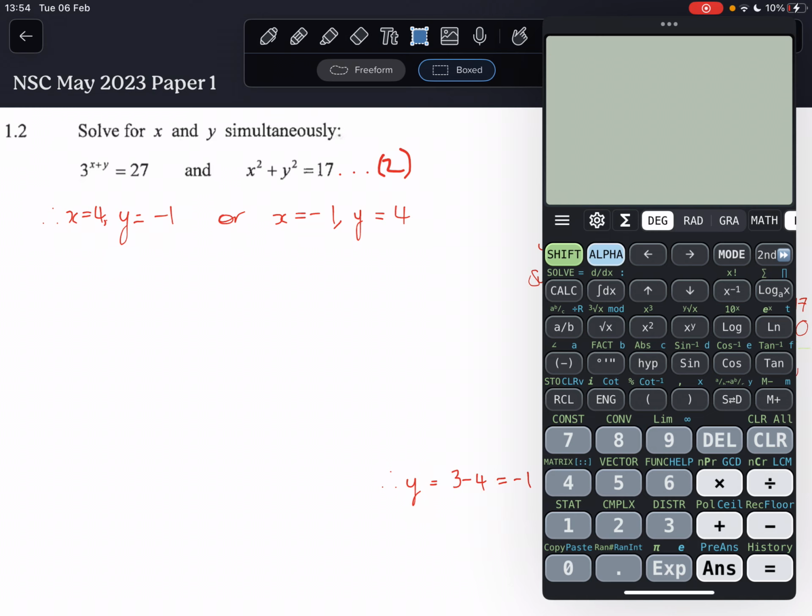Now let's test for the second equation. So we have got 4 squared plus negative 1 squared does in fact give us 17. And then negative 1 squared plus 4 squared also gives us 17. Perfecto.